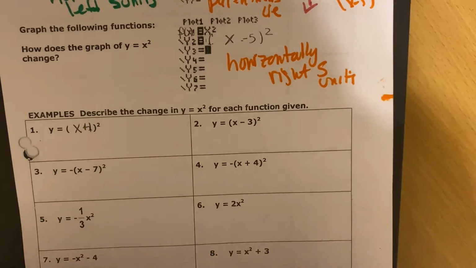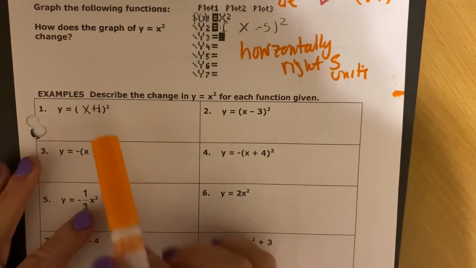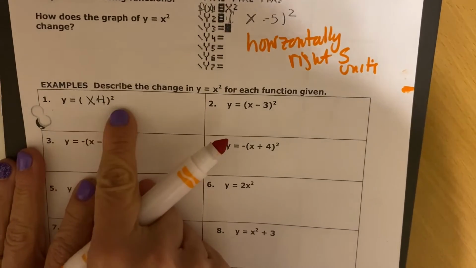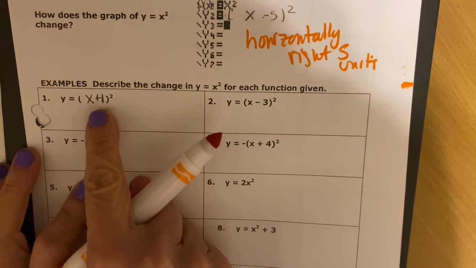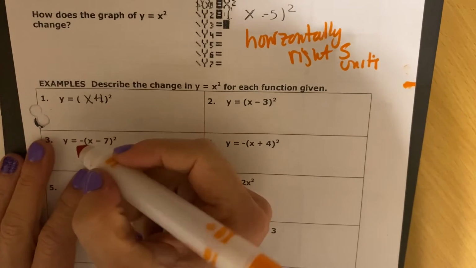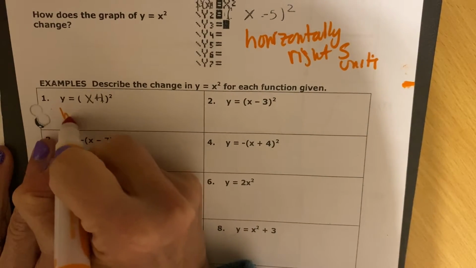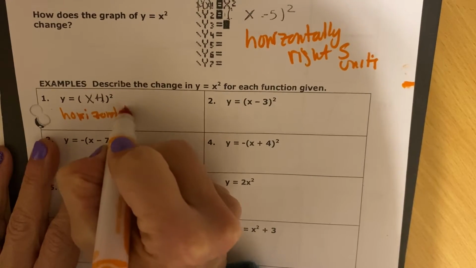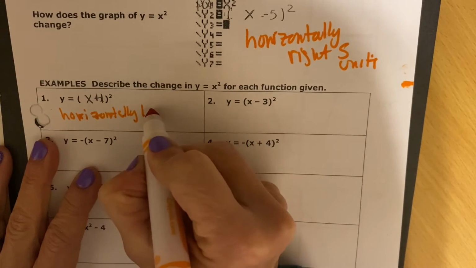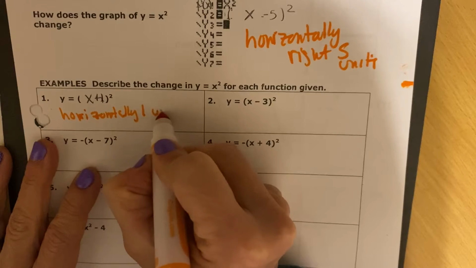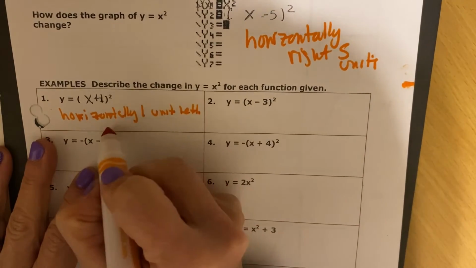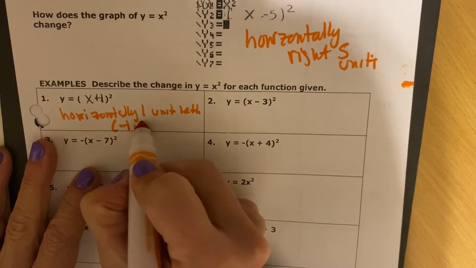Okay. So we're going to describe the changes in y equals x squared, which is our parent function, and we're not going to put these into the calculator. We're going to just look at these. I see parentheses, and whenever I see parentheses, I know that this is how I've gotten my horizontal. So I've moved horizontally 1 unit left, and my vertex is now at negative 1, 0.